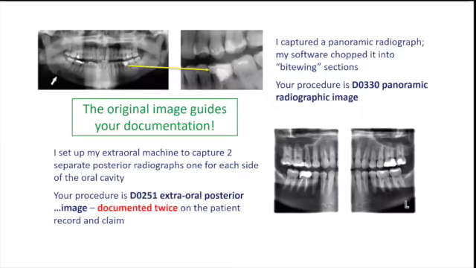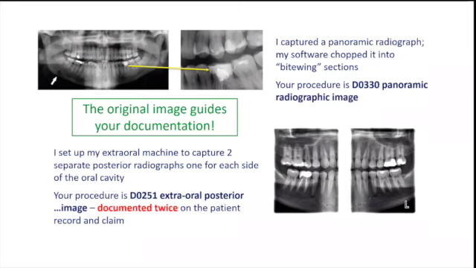So if we take a look here, coding for what you captured, these two scenarios illustrate how the original image guides your documentation. If you used unique settings to capture two separate posterior radiographs, one for each side of the oral cavity, code using D0251, extraoral posterior image, and then you would document it twice, one for the right side image, one for the left side image, similar to when you document bite wings for single, double, and four bite wing radiographs.